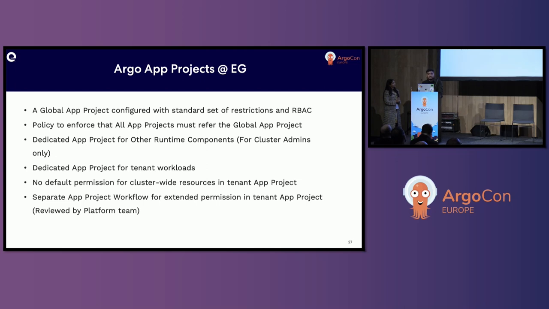What are the things we are doing with app projects within our EG? First, we are defining a global app project, and we are enforcing our teams or any application-specific project to inherit the permissions from this global app project. Then we have a dedicated project for runtime components or runtime admins, and dedicated projects for the other tenant workloads. By default, the tenant workloads projects have no permission for creating cluster-wide resources. If any developers or users want to create additional cluster-wide resources, we have created a separate workflow for this, and they have to run that workflow to get additional permissions. This workflow must be reviewed by the platform team within EG.